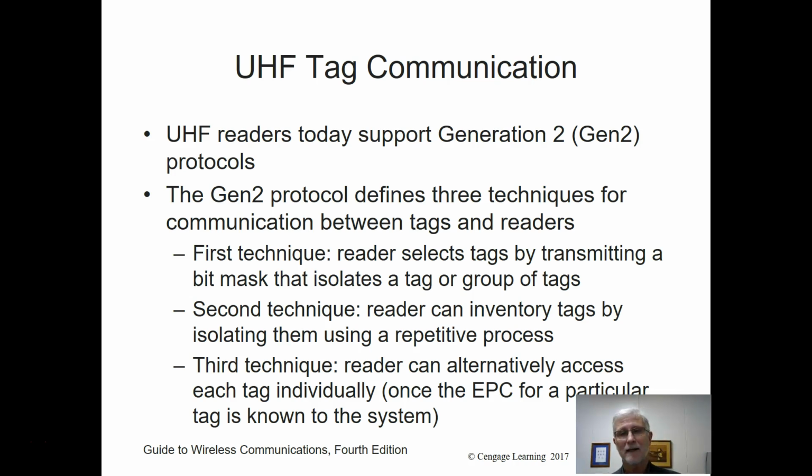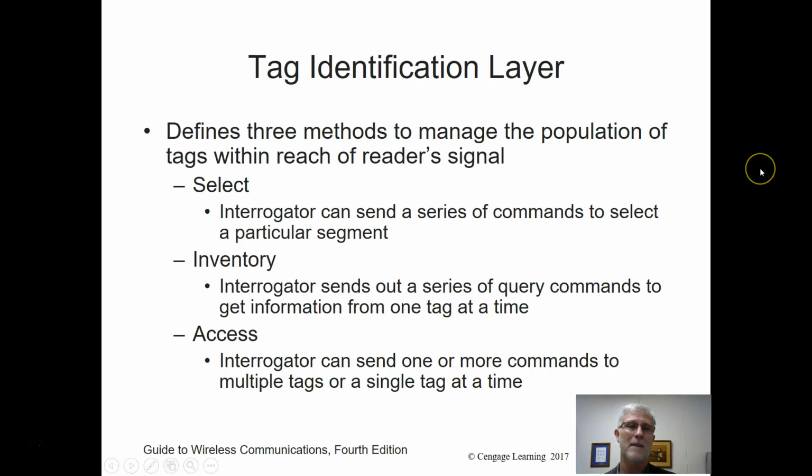The third technique, readers alternating, it's kind of going to each tag individually and polling pretty much each one to try to get that information. Now, there's three methods to manage the population of tags. I can select, and it's basically just a series of commands to get to a particular segment of the products. Inventory sends a series of queries to get information from a tag. Or access, I'm going to send one or more commands to get multiple or a single tag at a time.